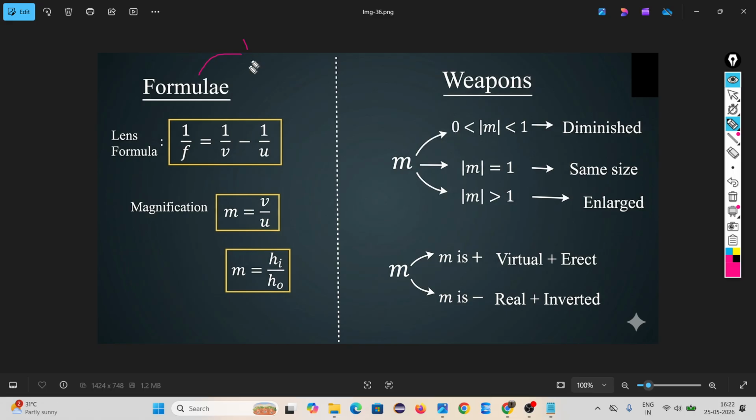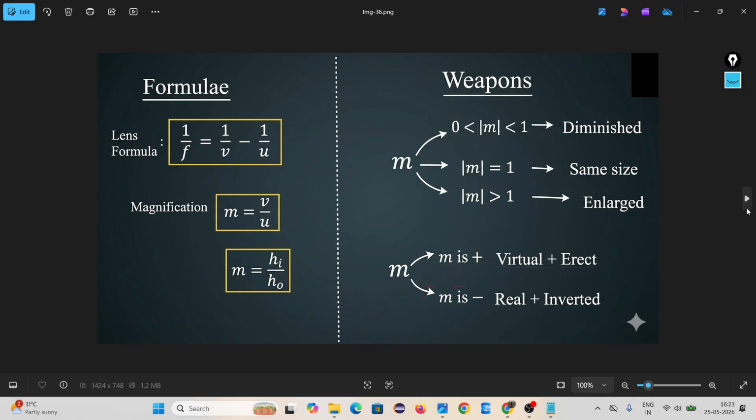Look, the mirror formula is 1 by f equal to 1 by v plus 1 by u. Here it is only minus. And in a mirror, magnification equal to minus v upon u, but here only v upon u. And the second formula, m equal to hi upon ho. If magnification is less than 1, the image is diminished. If equal to 1, same size. If greater than 1, enlarged. And m is positive for virtual and erect, m is negative for real and inverted. Are you clear or not?